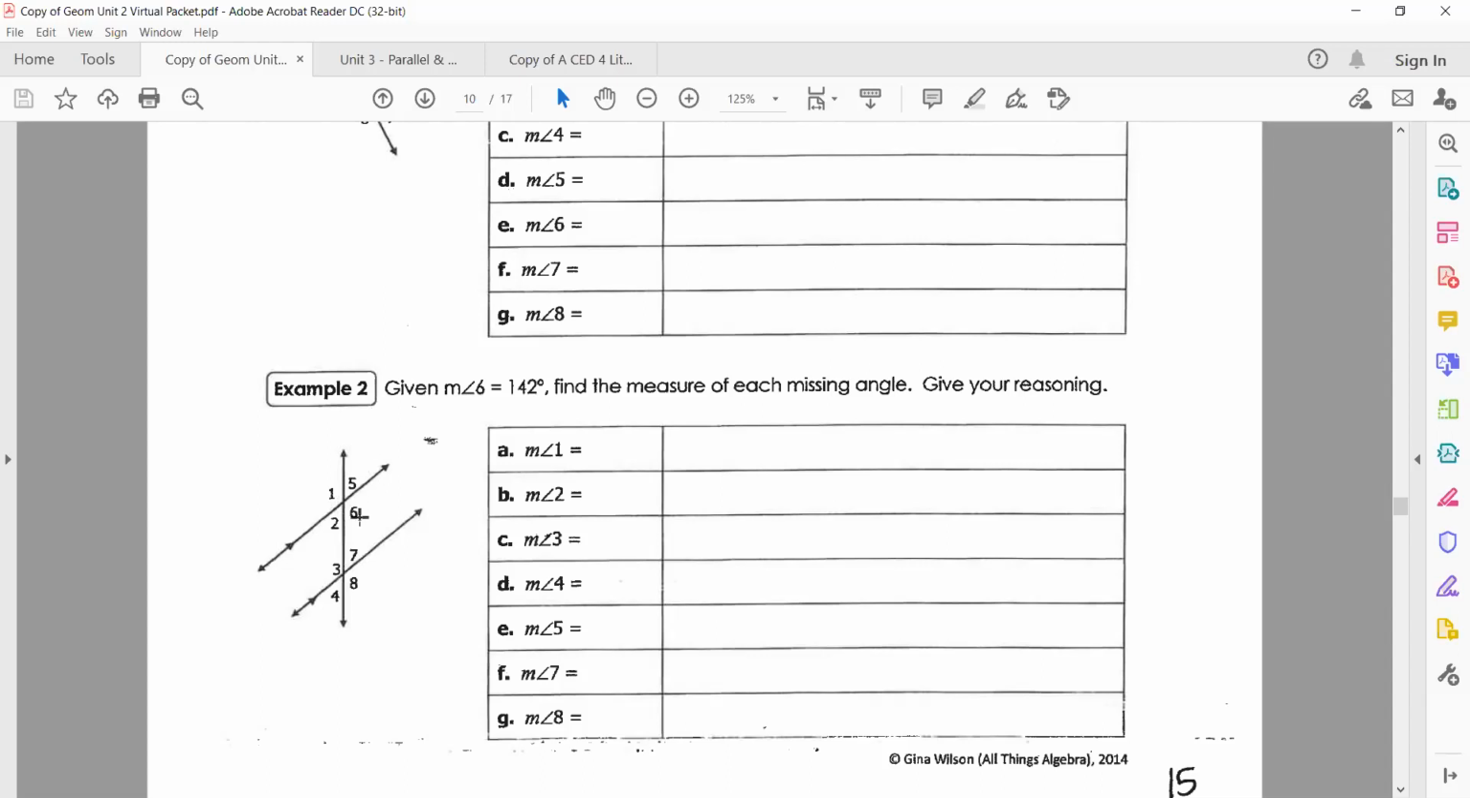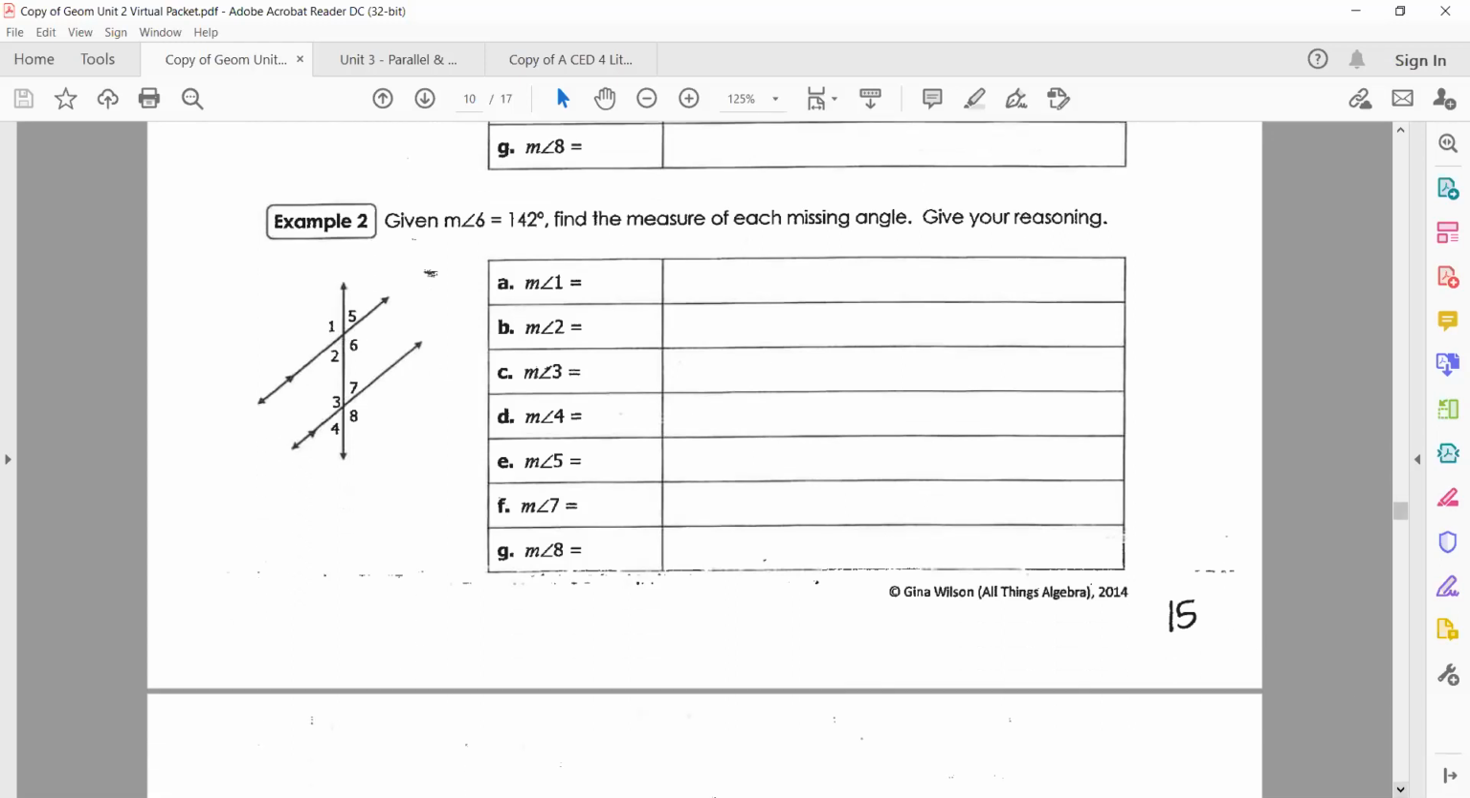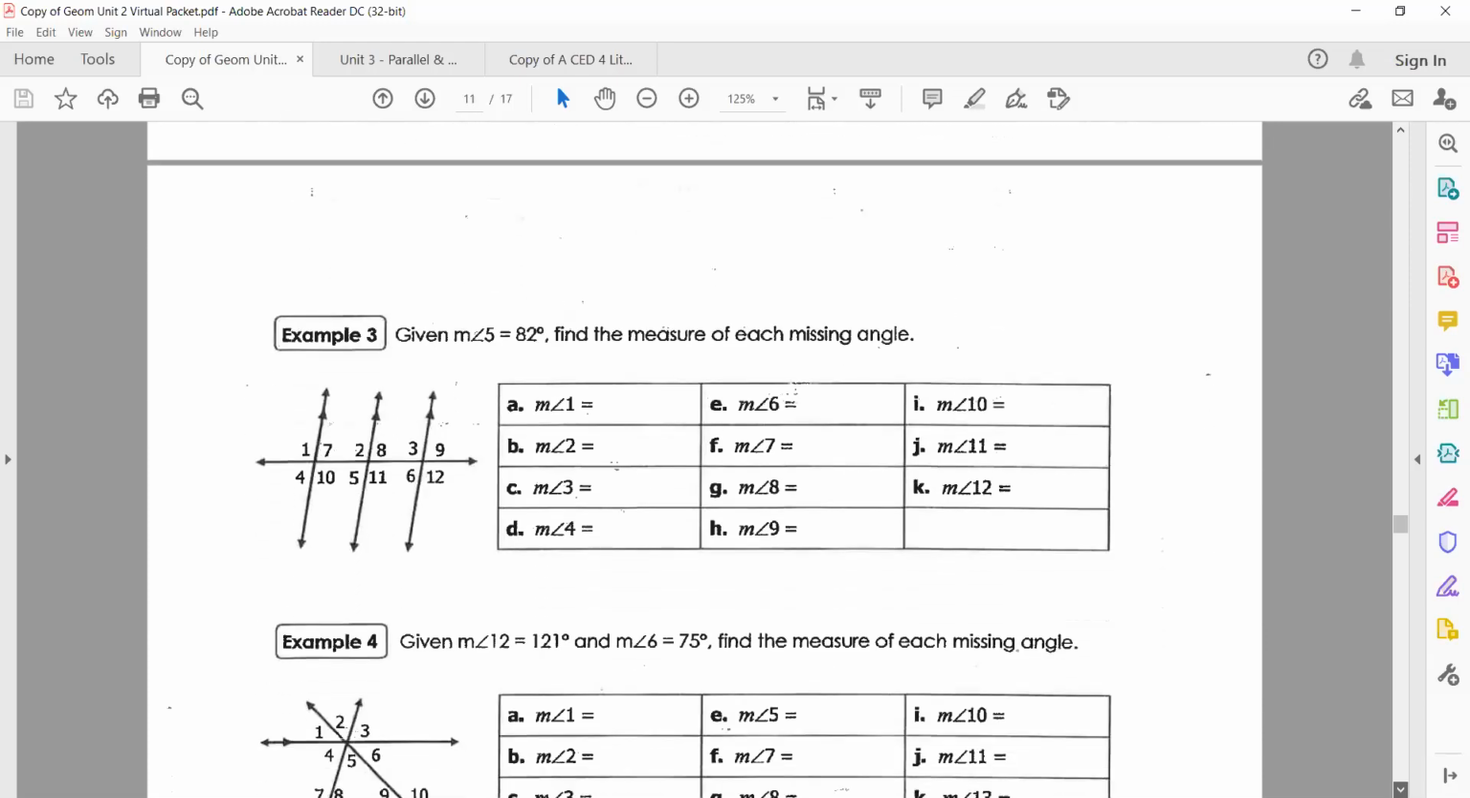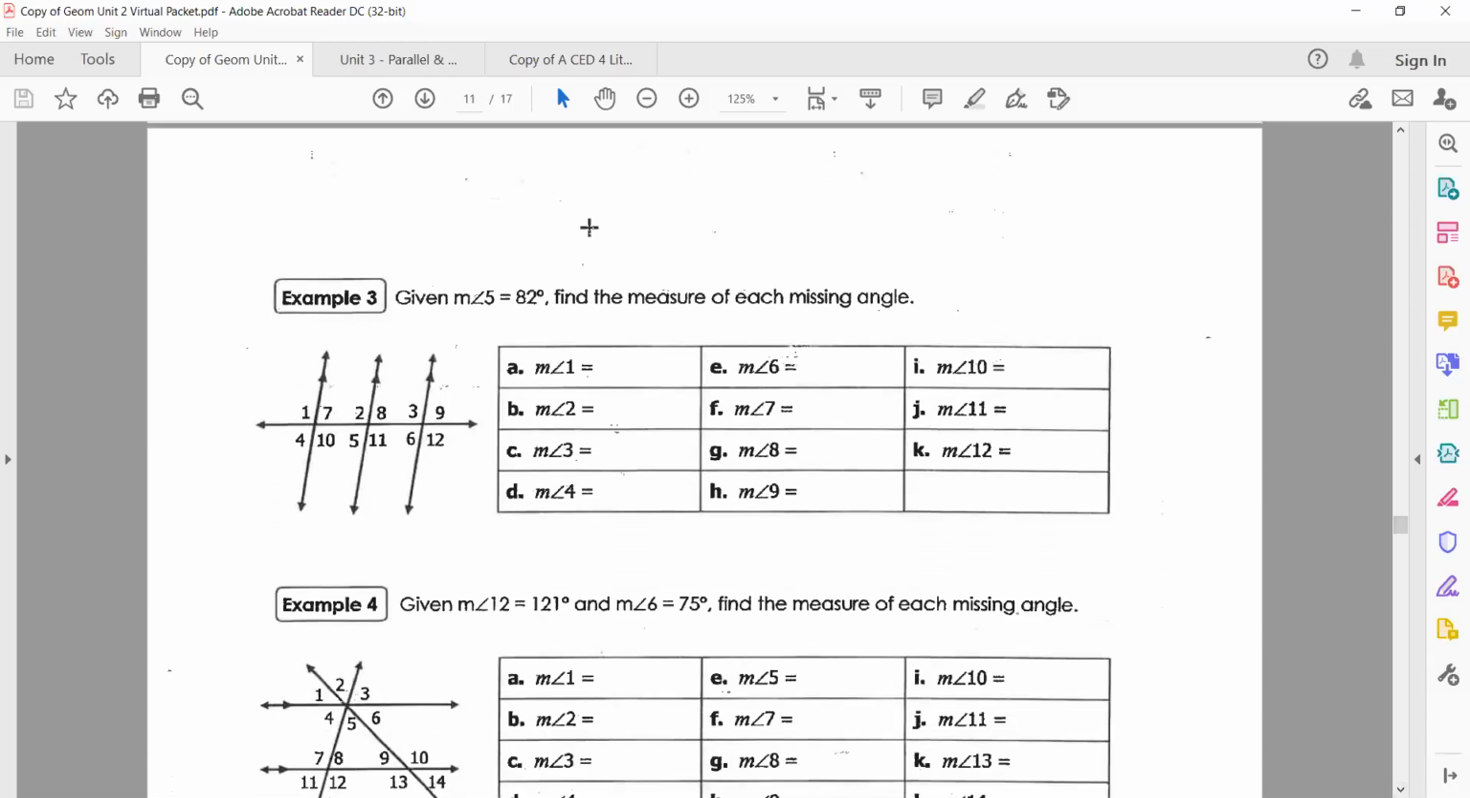Because look, 5 and 6 together make a straight line. Okay, that's a linear pair. So 142 from 180 is 38. So angle 5 is 38. Now with the vertical angle, 1 and 6 being 142, I just figured out what 5 is. Now I also know what 2 is. It's also 38. They just try to keep making it more complicated.